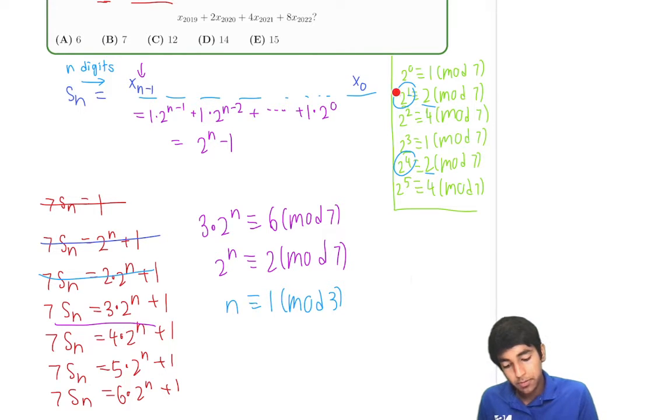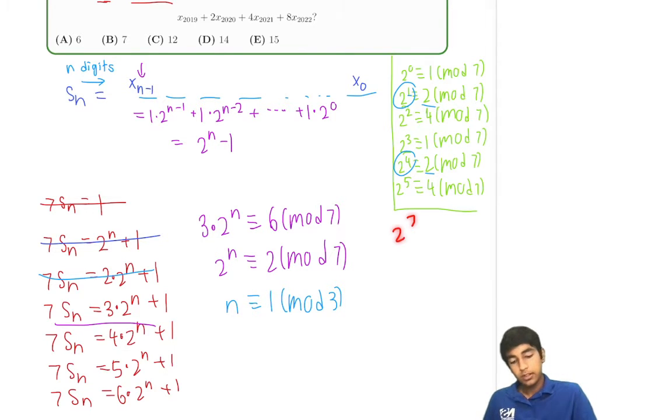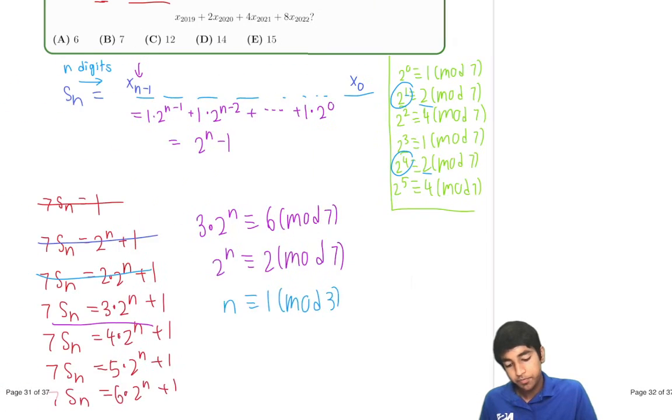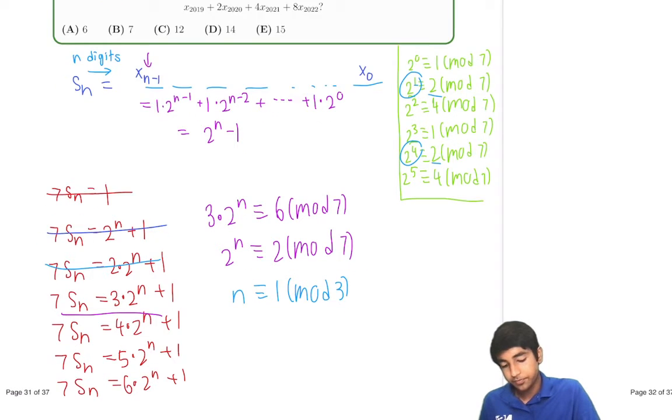And if you multiply this by 2 cubed, it also works, 2 to the 4. You can multiply it again by 2 cubed, 2 to the 7. Then 2 to the 10, and so on. Basically, we keep adding 3 to the exponent, we'll keep getting 2 mod 7 numbers. So for all values where the exponent is 1 mod 3, 2 to the n is 2 mod 7.